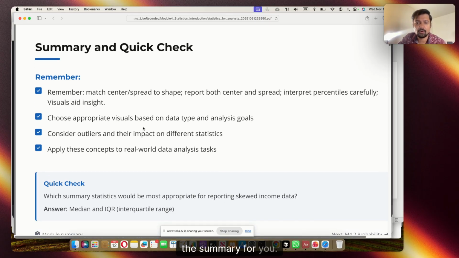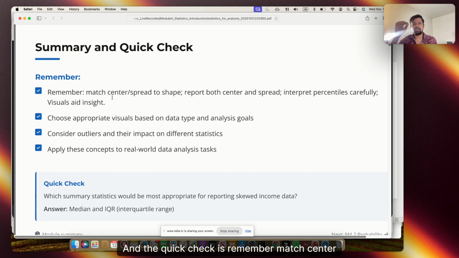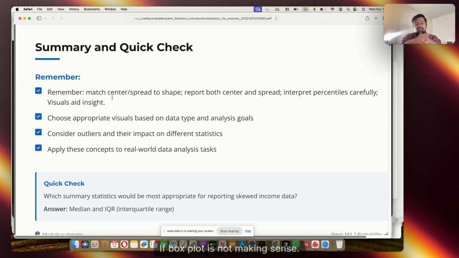Here is the summary for you and the quick check. Remember: match center and spread to the shape, report both center and spread, interpret the percentiles carefully, and visualize the insights. This is also very, very important. Choose the appropriate visuals, and don't just randomly jump in and say I will make a box plot if the box plot is not making sense. If you're just trying to see how spread out categorical data is, you will just go for the count, not for the box plot. Go for bar plots. If you have one variable and want to explore the data range with specified widths, then go for histograms, not the box plot.